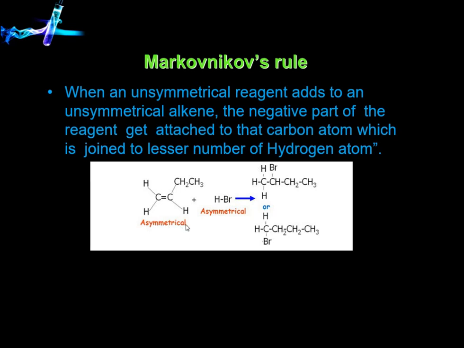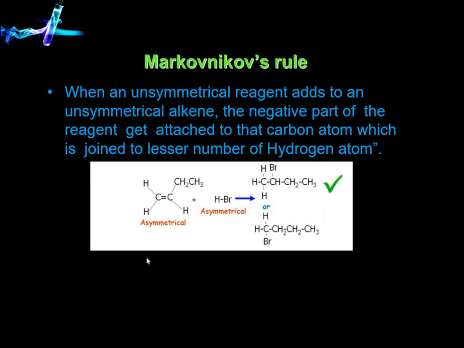You can see this is an asymmetrical or unsymmetrical alkene. The one that I've shown you just now, this carbon has two hydrogens and this carbon has a methyl group and a hydrogen. This is also an asymmetrical or unsymmetrical reagent that is being added. Now he said that the negative part of the reagent, bromine is the negative part, will get attached to the carbon atom which is joined to lesser number of hydrogen atoms. So this carbon has more hydrogens, that is 2 hydrogens, but this carbon is attached to only 1 hydrogen. So bromine will be attached to the carbon atom that is holding fewer hydrogens.